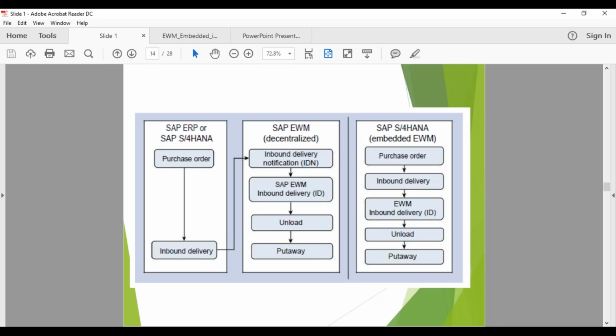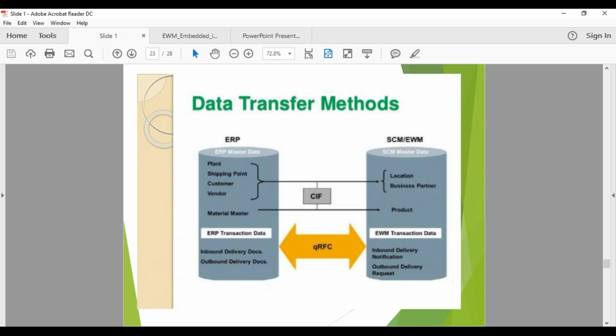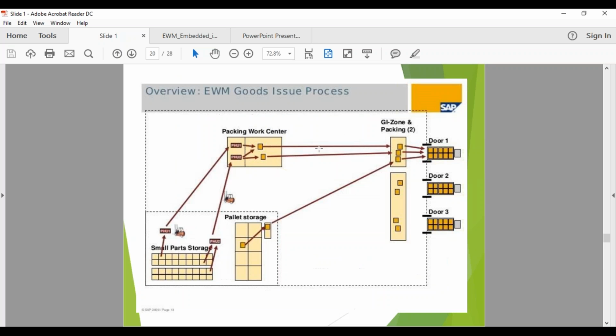One more question. The previous slide which you were showing: in the previous EWM environment, whenever you create an inbound delivery, it gets migrated to EWM via QRFCs. Is that concept still available in embedded S4 HANA? I'll show you the QRFC settings also. When we come to the data transfer methods, at that time we'll discuss the QRFC and CIF, and what simplification was done at the data transfer methods level. That part we'll discuss when we come to the data transfer method.